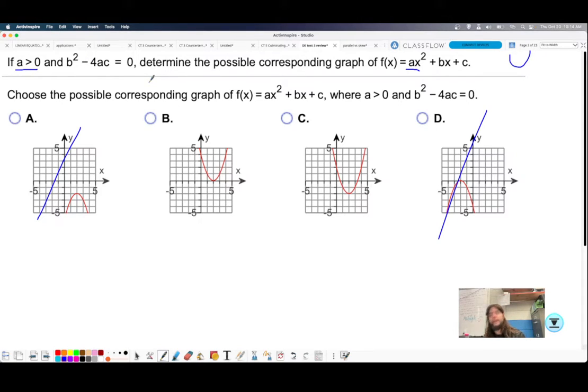Anybody remember what we call that? It starts with a D. Discriminant. It's the part that tells you what your answer is going to look like on a quadratic. The part underneath the radical on the quadratic formula.